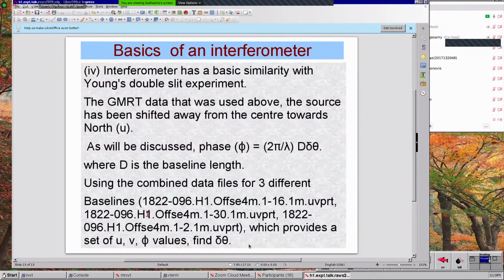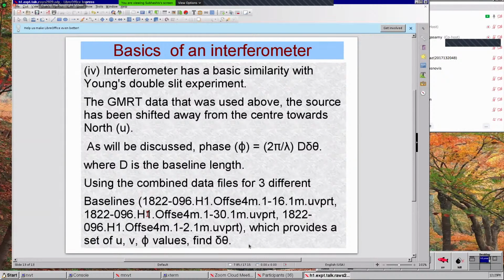And number 4, when we go, it is basically another question, not directly to do with the line, but to do with an interferometer, which has a basic similarity with Young's double slit experiment. In the GMRT data which was used above, the source has been shifted away from the center towards north. This is a hint already given.